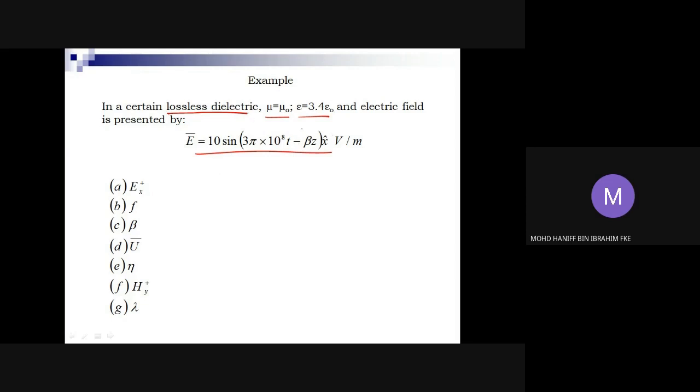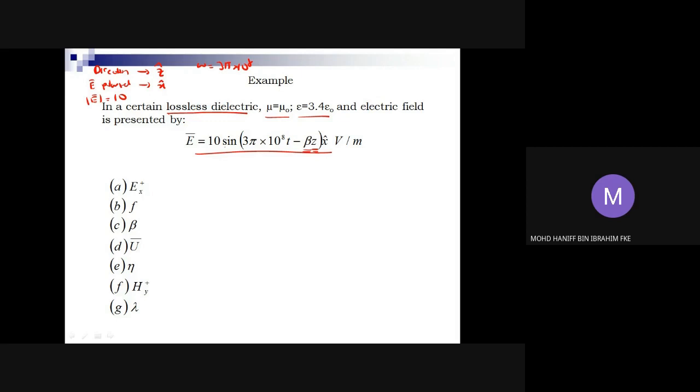From this equation, there is some information that we can extract. The E field is said to be propagating in the z direction; z direction is the direction of propagation. The E field is polarized in the x direction. The E field amplitude equals 10 based on the equation here, whereas omega equals 3 pi times 10 power of 8. The phase constant is given to be beta here.